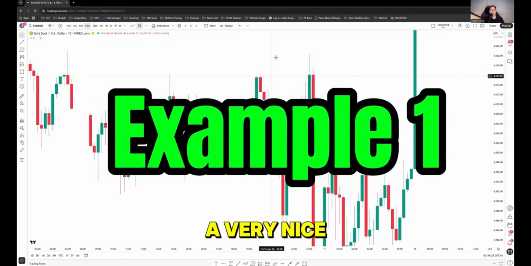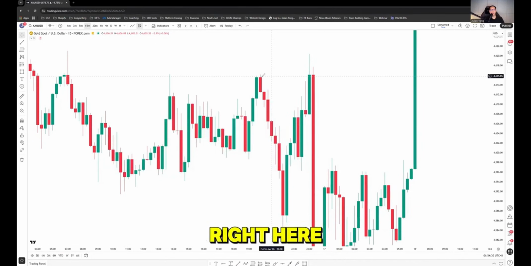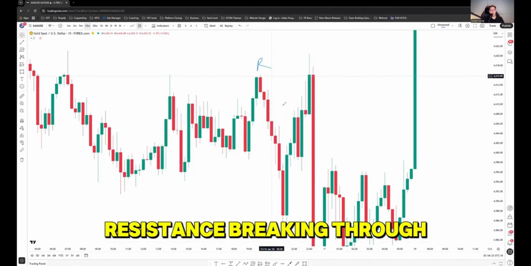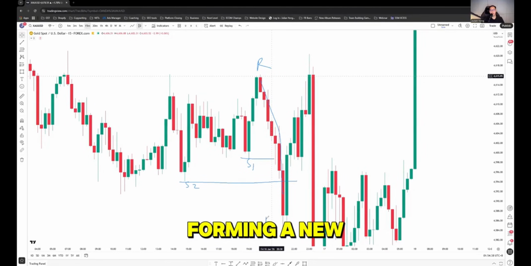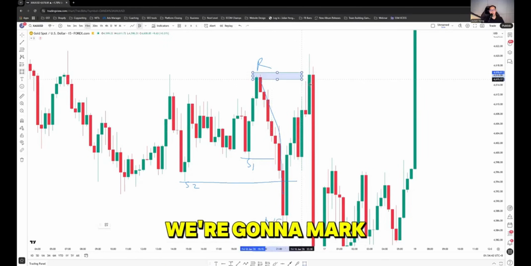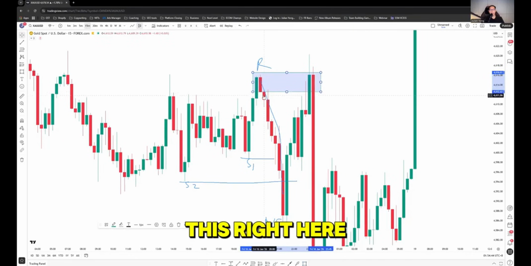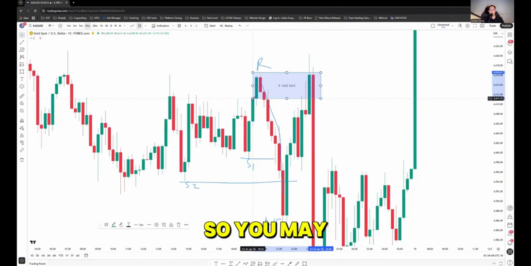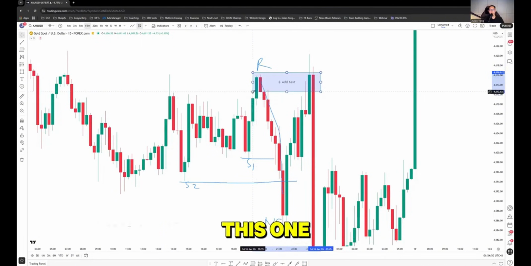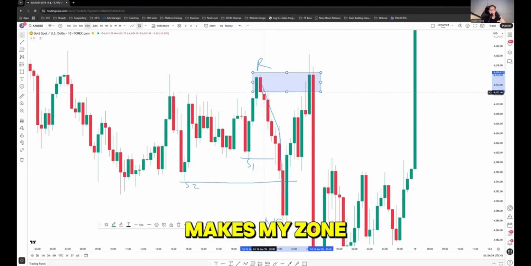Okay, there is a very nice RSS on M15 right here. You can see resistance breaking through support 1 and support 2, forming a new support. So what we are doing is we're going to mark this right here. I mark the body, whichever is smaller. So you may ask me, Julian, should you mark this one or should you mark this one? I just pick the smaller one so that it makes my zone smaller and I have to be a little bit more precise.